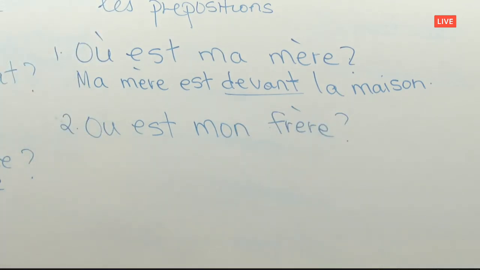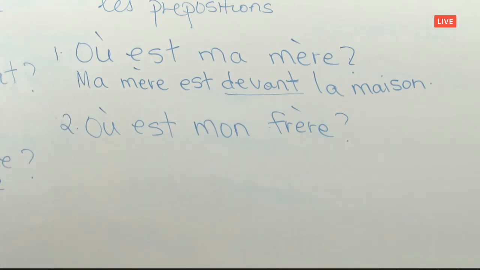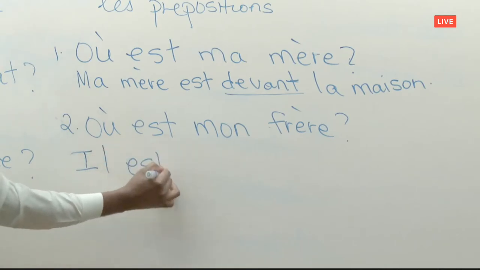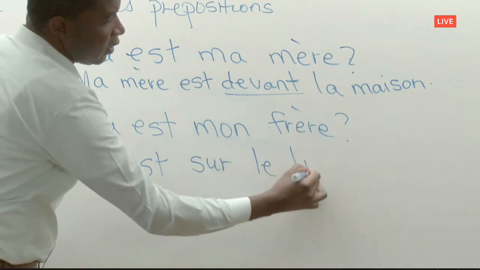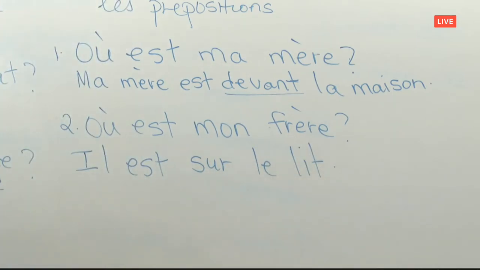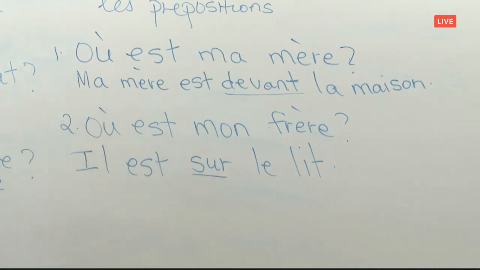And where, mon frère? Where is my brother? What could be your answer for this? Okay, très bien. Il est sur le lit. He is on the bed. Il est sur le lit. Where is my brother? He is on the bed.